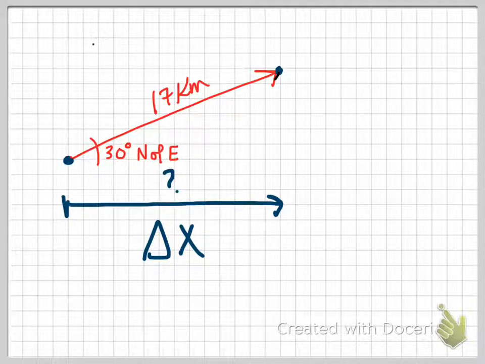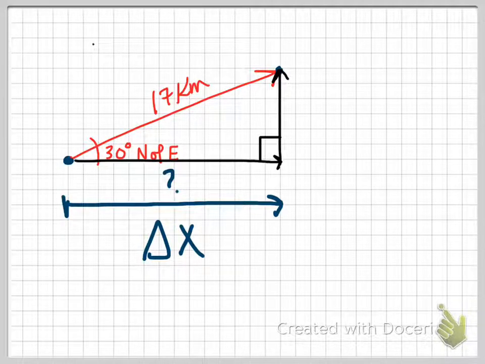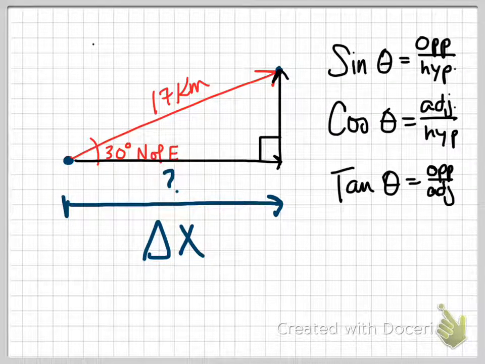To solve this, we're going to need to superimpose a right triangle on this vector, like that, and then we're going to use our handy old trig functions. So you already know that sine for any angle in a right triangle is the ratio of the opposite side divided by the hypotenuse, that cosine is the ratio of adjacent side divided by hypotenuse, and tangent is the ratio of the opposite side to the adjacent side, or opposite divided by adjacent.